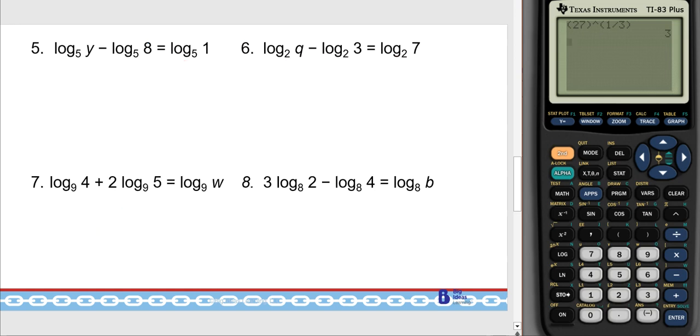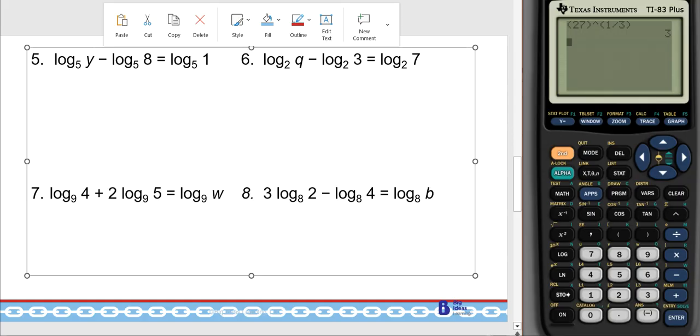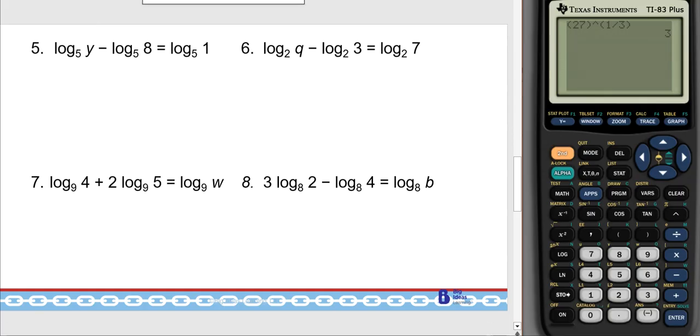On number 5, I see subtraction, right? Log base 5 of 2 different things being subtracted. Helps if I turn on my pen. I see that subtraction, which tells me I'm going to use the quotient property. I could have tried to evaluate this part here first, but I don't think that would give me anything real helpful. So I am just going to go right into the quotient property.